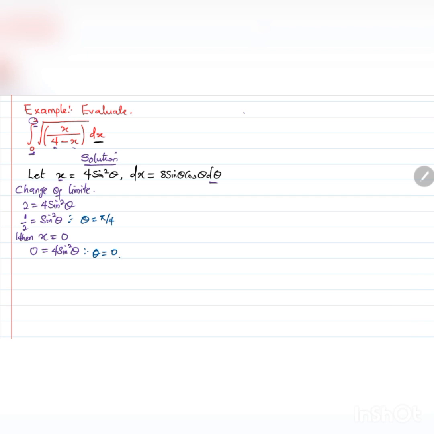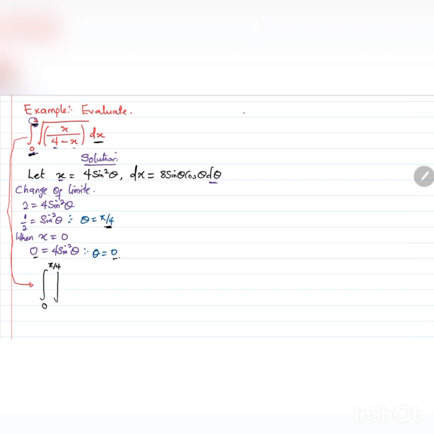Now I'm trying to change the question. The question is in terms of x, and I'm trying to move it to with respect to theta. Therefore, the initial question I'm given to solve is the same thing as the integral where the lower boundary is 0. If the lower boundary of x is 0, with respect to theta it is also 0. The upper boundary is 2 here, which with respect to theta is pi over 4.